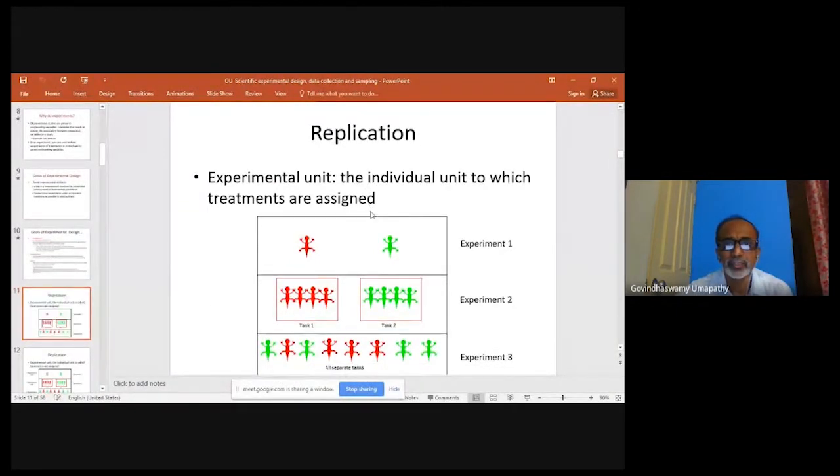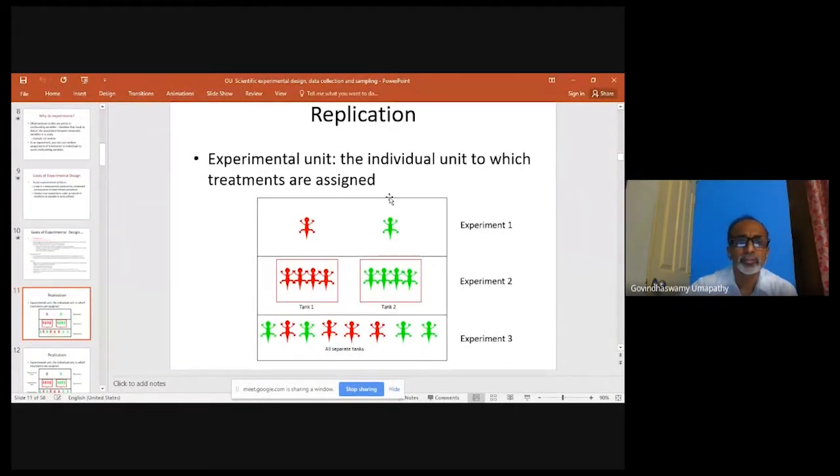The other thing is replication. You need to have an individual unit to which the treatment is assigned. For example, here experiments 1, 2, 3 are there. We think that in experiment 1 there are 2 animals involved, whereas in experiment 2, although we maintain these animals in 2 tanks, we think there are 4 here and another 4 there. So we count 8 individuals in experiment 2. But in fact, it is 2 tanks, only 2 sets of experiment. So this needs to be avoided.